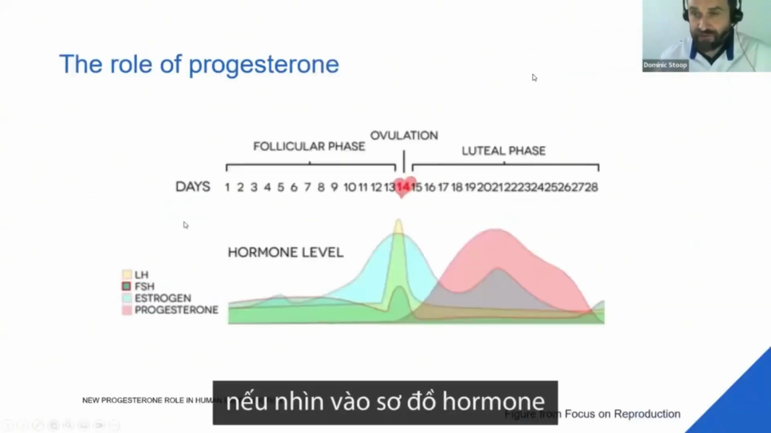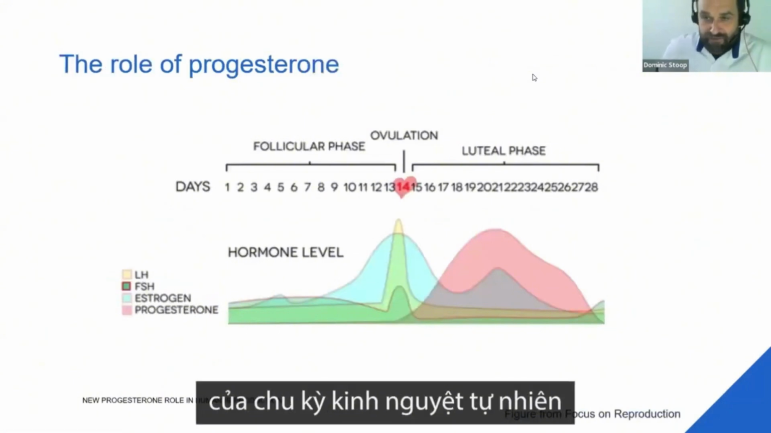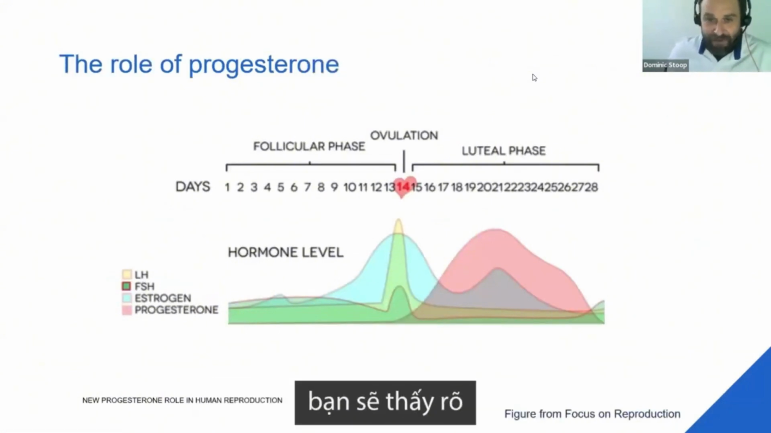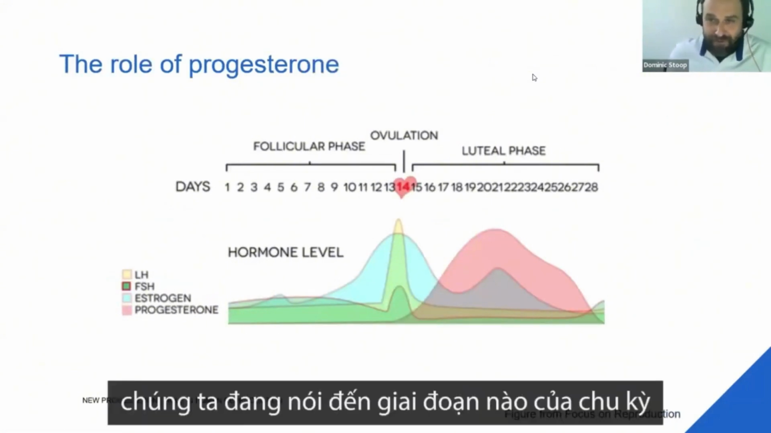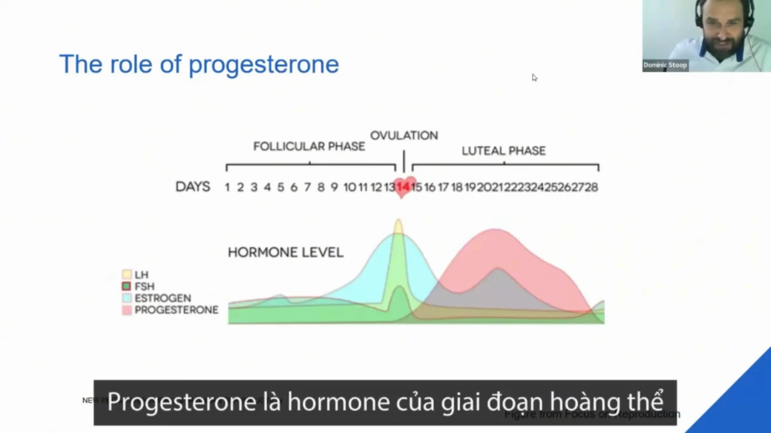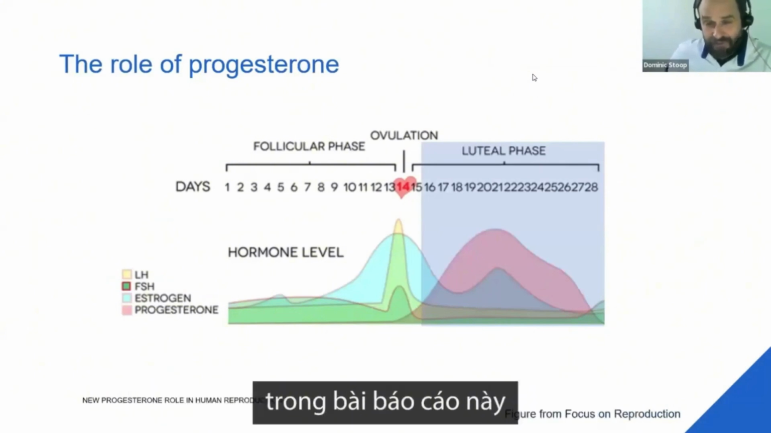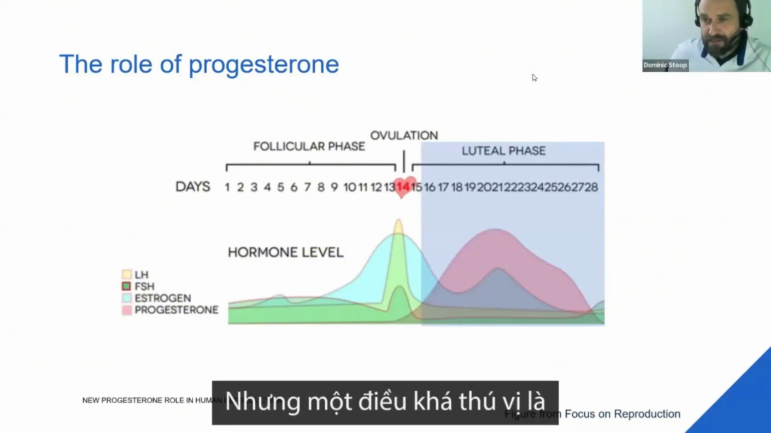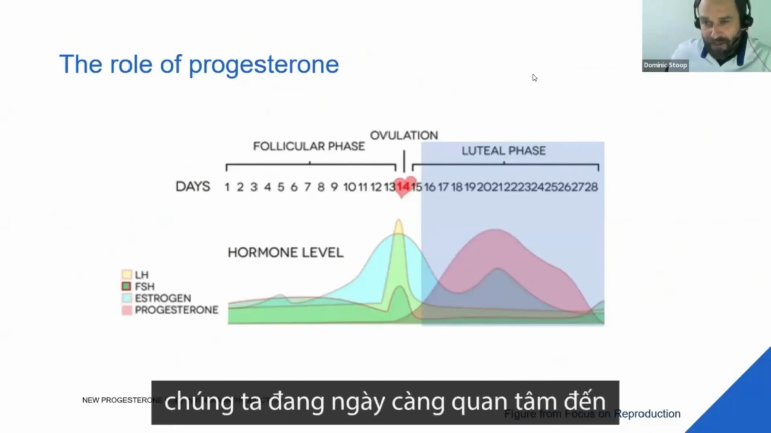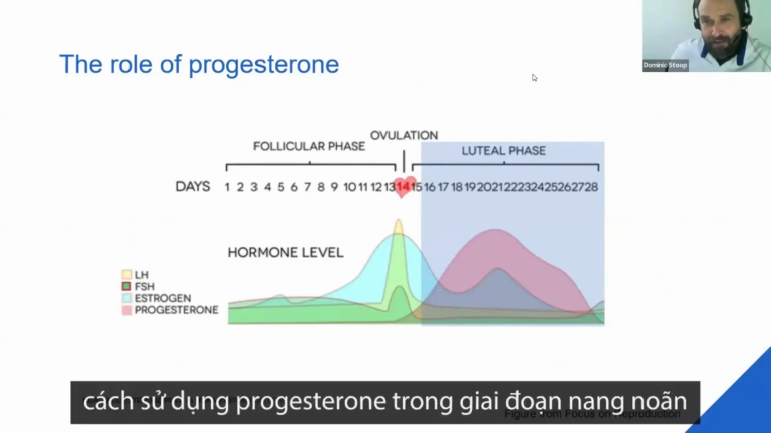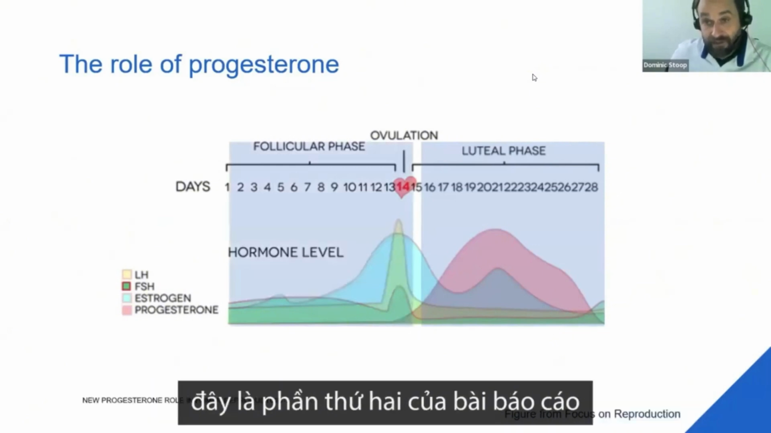So progesterone, if you look at the natural menstrual cycle, it's clear to see what phase of the cycle we're talking about. Progesterone is the hormone of the luteal phase. This is something we'll talk about most of this talk, but it's also quite interesting that more and more we get interested in how progesterone can be applied and used in the follicular phase. This is the second part of my talk.